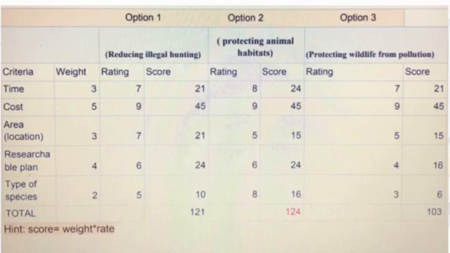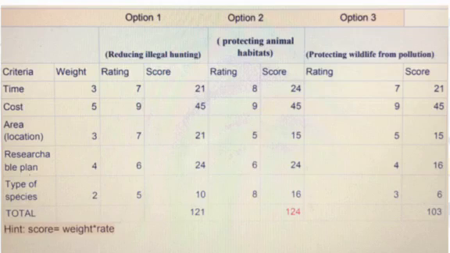Here's a decision matrix for my report. The criteria are time, cost, area location, researchable plan, and type of species. And there are three options. First, reducing illegal hunting. Second, protecting animal habitats. Third, protecting wildlife from pollution.